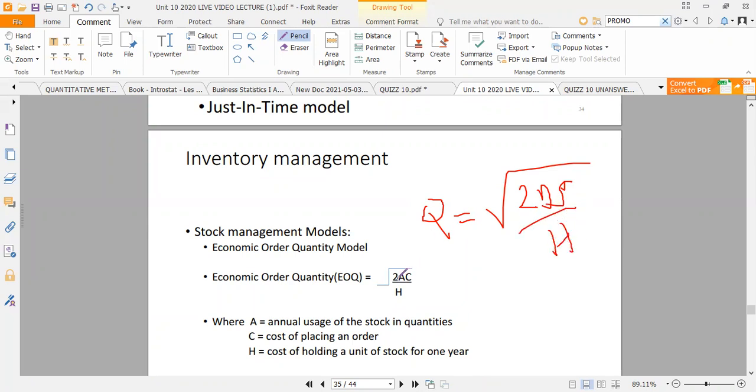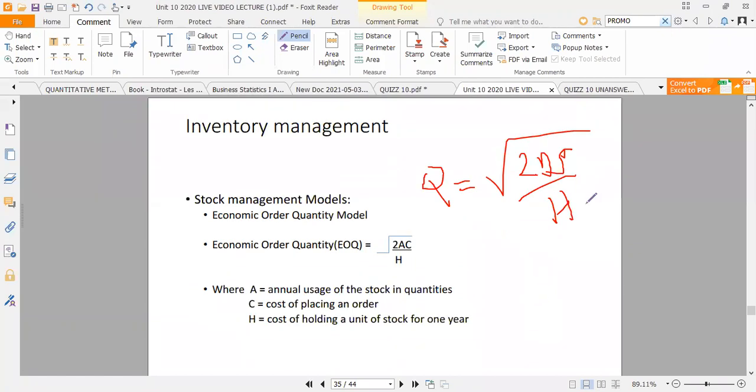So 2 is part of the formula. D is what we call the annual demand. Some books will just put the D itself. Then S is simply the cost of placing an order. Other books will call it the setup costs. And H here is what we call the cost of handling a unit, or the handling costs.